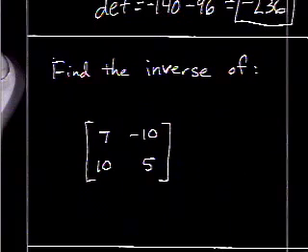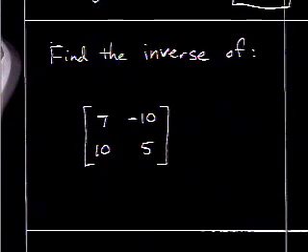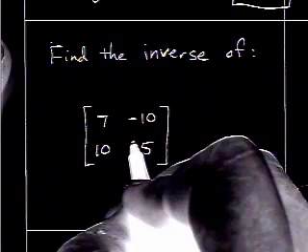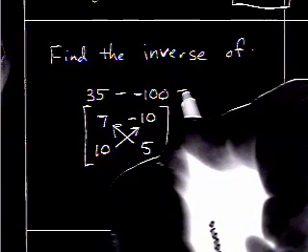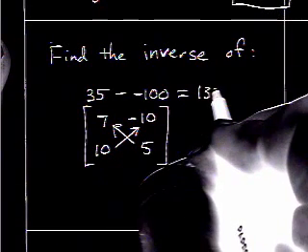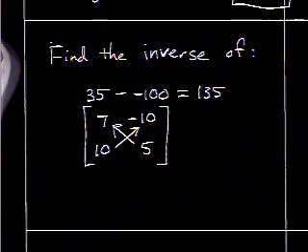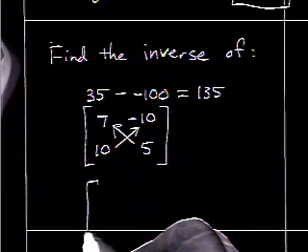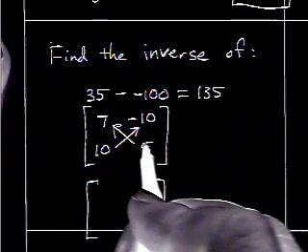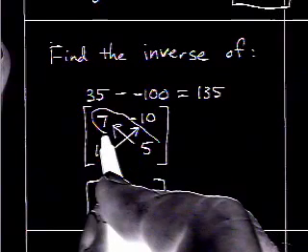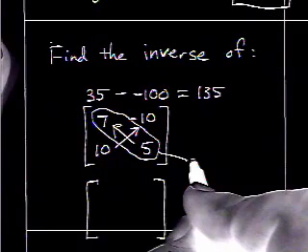So the next thing I want to show you is how to find an inverse. So the first thing we do, we need the determinant, right? 35 minus negative 100. So our determinant here is 135. Okay? Now, we switch the 5 and the 7. These elements are on what's called the main diagonal.